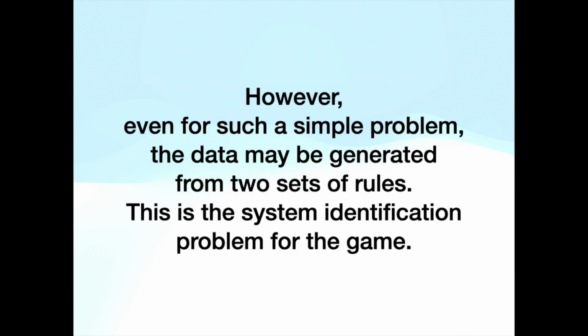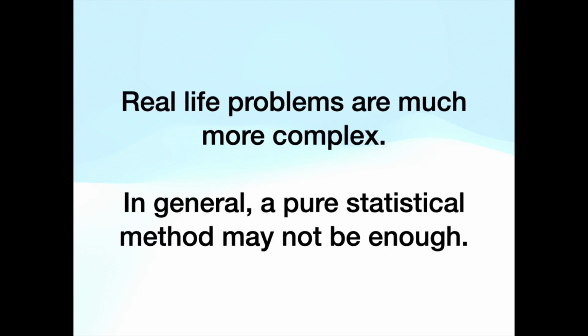However, even for such a simple problem, the data may be generated from two sets of rules. This is the system identification problem for the game. Real-life problems are much more complex. In general, a pure statistical method may not be enough.